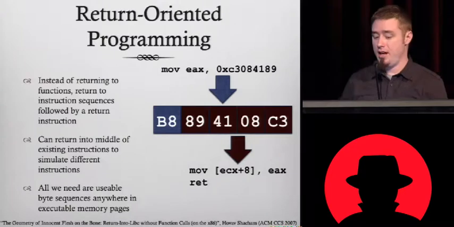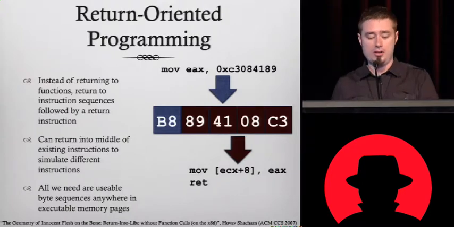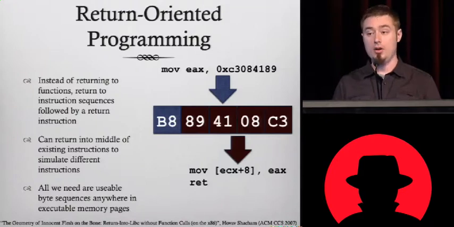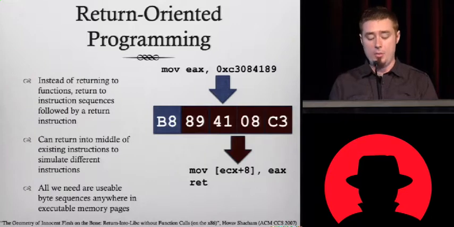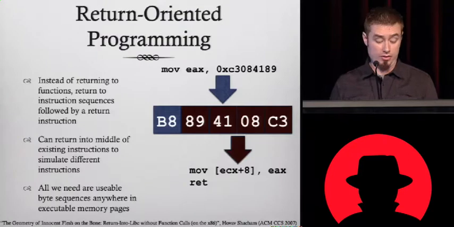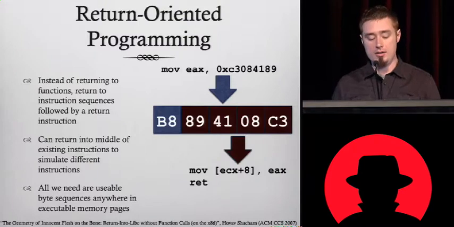Here you can see the main idea: assume an application actually has the instruction of moving this 32-bit constant into EAX. That encodes into the 5-byte instruction sequence that you see below. Well, if you skip the first byte and return to the last 4 bytes, this turns into the instruction sequence that stores EAX into ECX plus 8 and then returns. This is the main idea here. We can find unintended instruction sequences in legitimate instructions. And all we need to do is find these unintended sequences anywhere in executable memory at a static or known location.